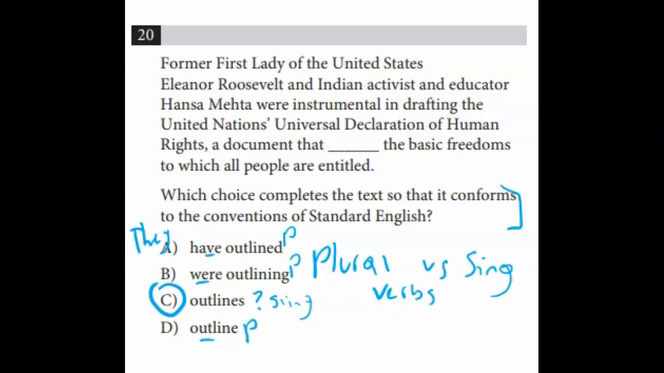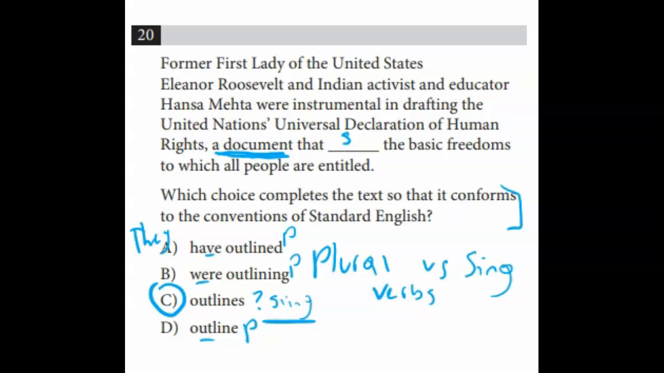You can kind of ignore "former First Lady, United States, Eleanor Roosevelt, Indian activist, instrumental in drafting a document that blank the basic freedom." So it's referring to a document that, and we're going to have to put a singular, because a document is one document. And that's why we're going to put "outlines" here, because that is a singular verb right after the subject, which is "a document."